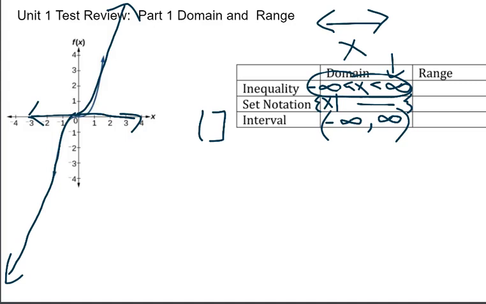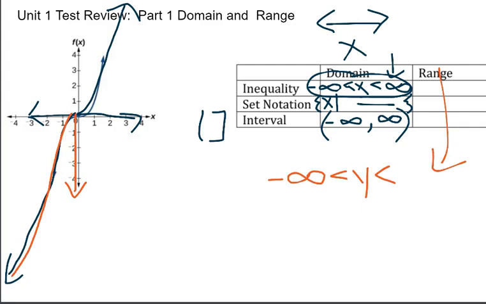All right, now let's look at the range. I'm going to scoot the range down here so I have enough room. So the range, first we'll do our inequality format. Oops, and that should be a y. Now we're talking about the y values. So the first question we ask is how low does this graph go? Well, again, this is going to keep going down and down towards negative infinity.